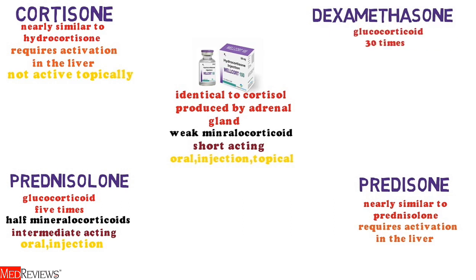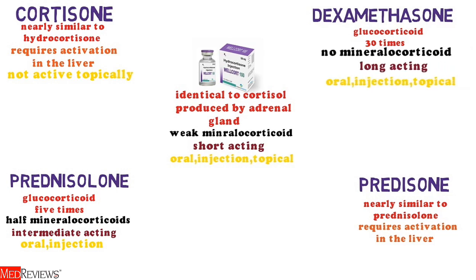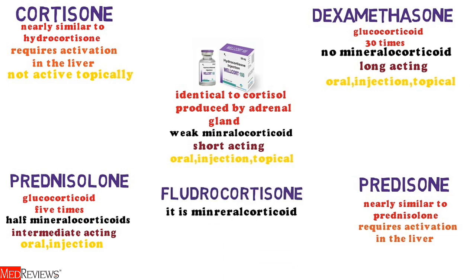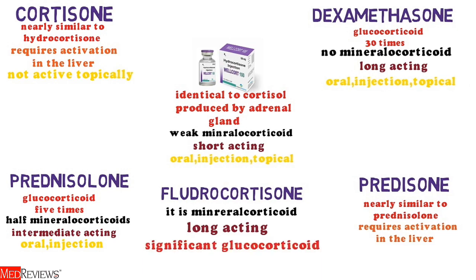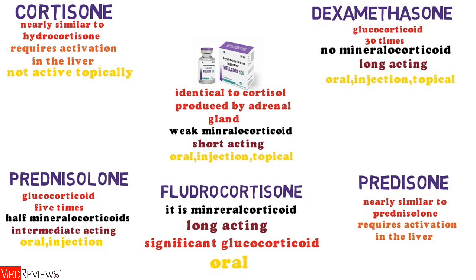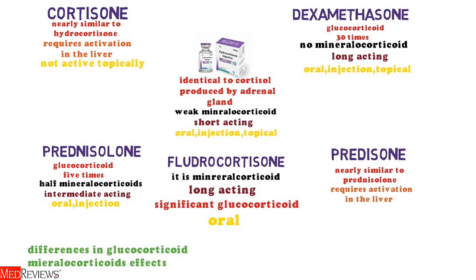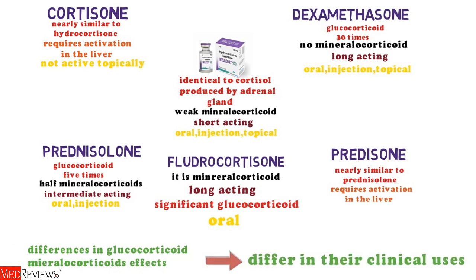Dexamethasone's glucocorticoid effects are 30 times more than hydrocortisone with no mineralocorticoid effects. It is long-acting, available as oral, injection, and topical forms. Fludrocortisone is a mineralocorticoid, has a long duration of action and significant glucocorticoid activity, available orally. According to the differences in the glucocorticoid and mineralocorticoid effects of these synthetic agents, they differ in their clinical uses.